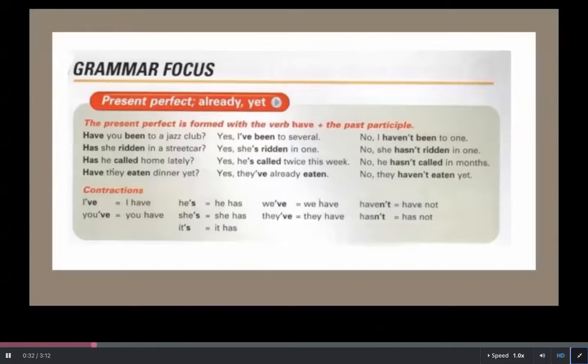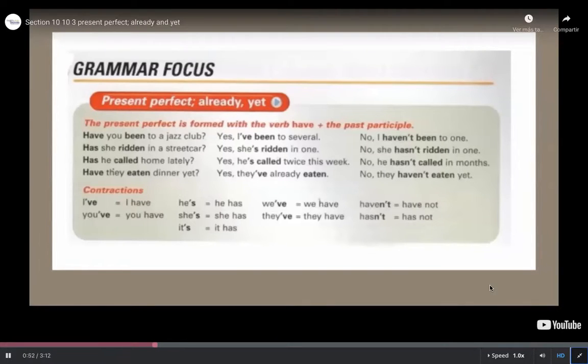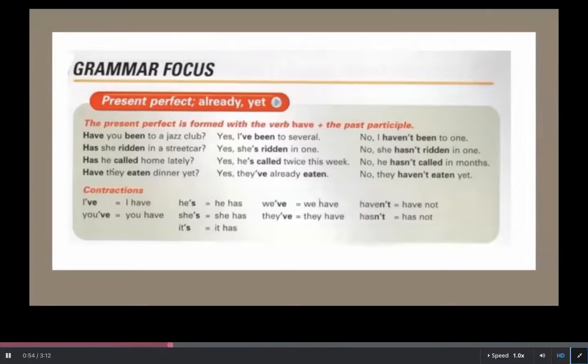Have you been to a jazz club? Yes, I've been to several. No, I haven't been to one. Has she ridden in a streetcar? Yes, she's ridden in one. No, she hasn't ridden in one. Has he called home lately? Yes, he's called twice this week. No, he hasn't called in months. Have they eaten dinner yet? Yes, they've already eaten. No, they haven't eaten yet.